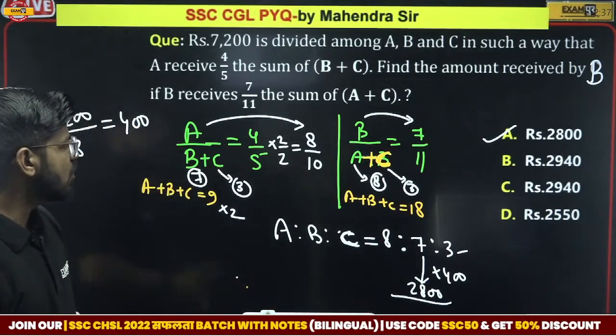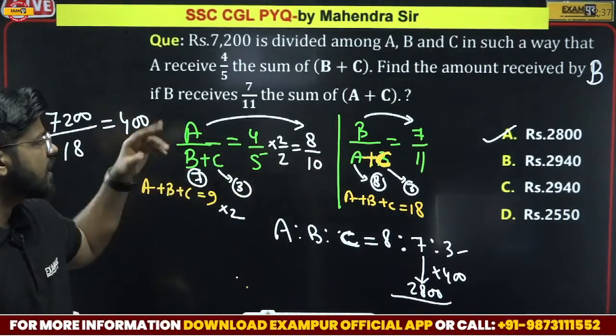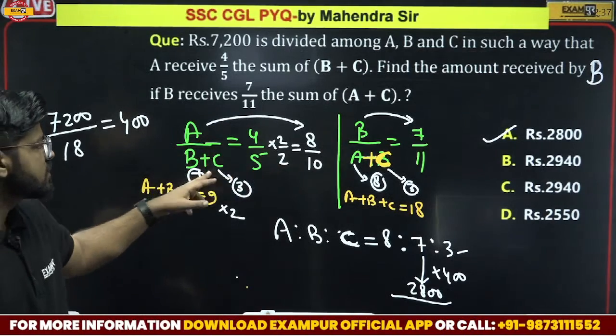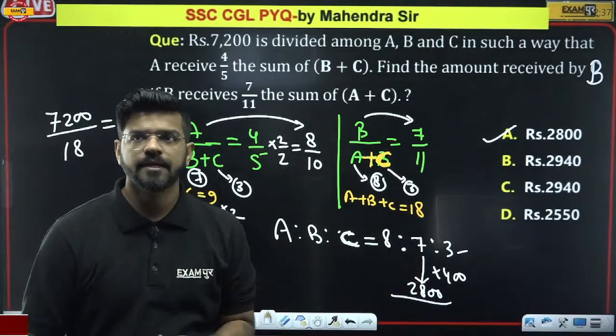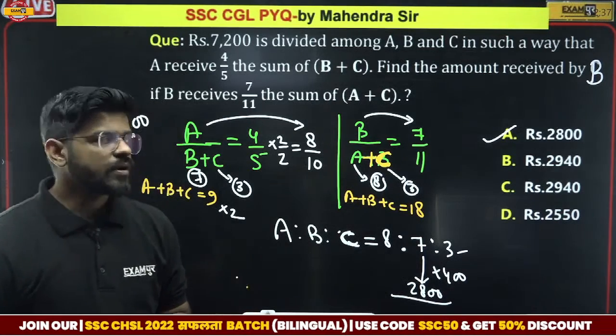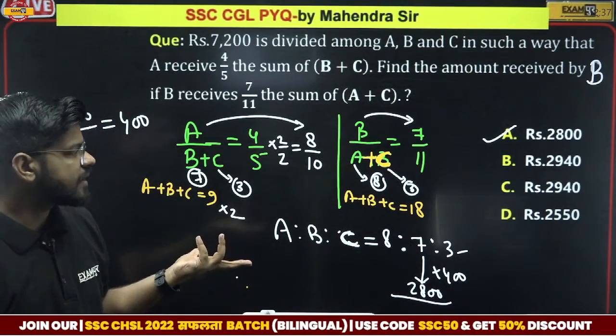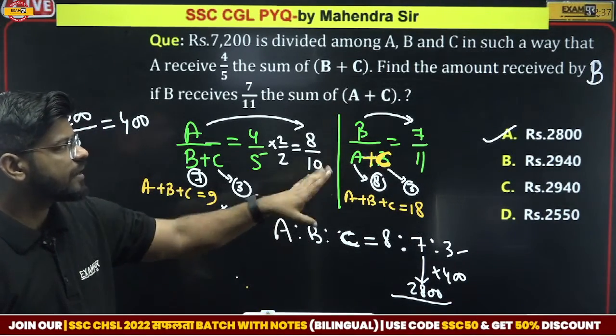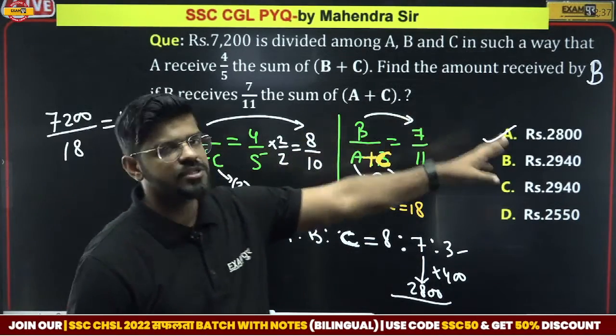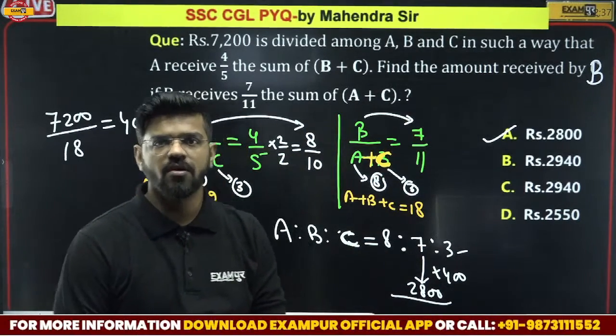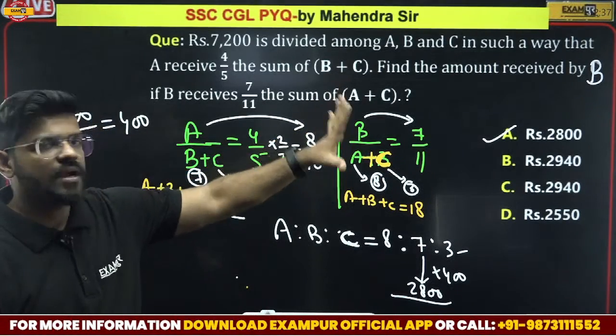So this is how we got all the ratios. A is 4, B is 7, and C is 3. Clear? So we don't have options. We are having 2800, and 2800 is possible in the case of B. Maybe there is a misprint. That's why we got the wrong answer. So there should be B. Corrected that.